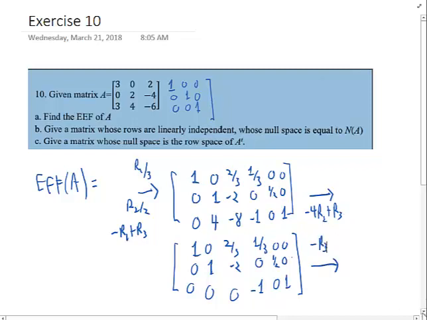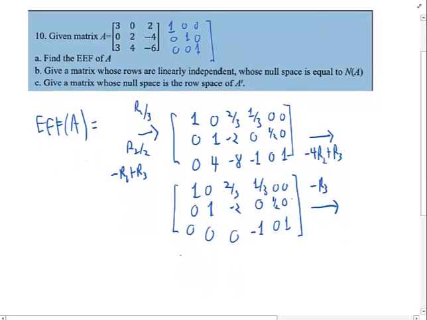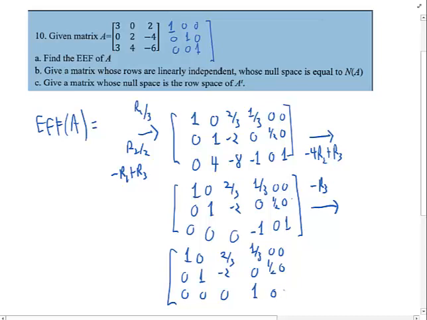And that's going to give me pretty much the same thing. 1, 0, 2/3, 1/3, 0, 0. And then 0, 1, minus 2. And then 0, 1/2, 0. And then 0, 0, 0. 1, 0, minus 1. Uh-oh, made a mistake. Minus 4R2 plus R3. I forgot to take the minus 4 on this one, so this is going to be minus 2. Sorry about that.